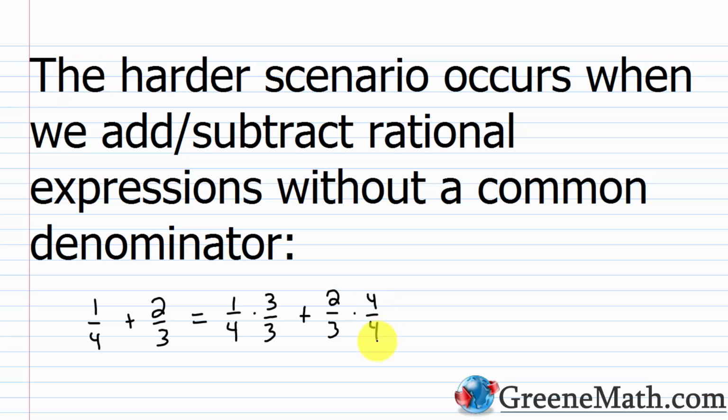Again, just a complicated form of 1. So 1 times 3 is 3 over 4 times 3 is 12. Then plus 2 times 4 is 8 over 3 times 4 is 12. Then we have a common denominator, so we just put the common denominator there. We add the numerators. 3 plus 8 is 11. So I get 11/12 there.